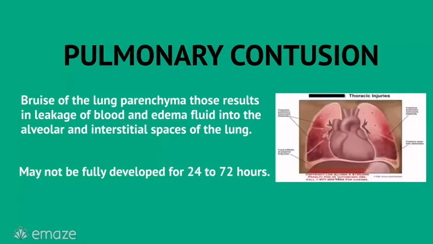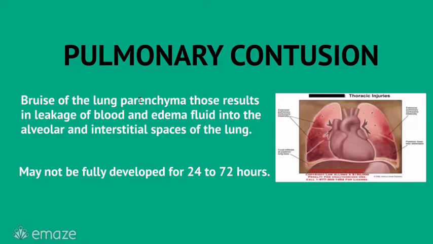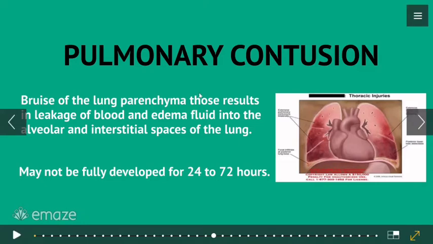Pulmonary contusion, also known as lung contusion, is a bruise of the lung caused by chest trauma. As a result of damage to capillaries, blood and other fluids accumulate in the lung tissue. Excess fluid interferes with the gas exchange, potentially leading to inadequate oxygen level, hypoxia. Bruising of the lung parenchyma thus results in leakage of blood and edema fluid into the alveolar and interstitial space of the lung, and may not be fully developed for 24 to 72 hours, like in this picture, thorax injury.